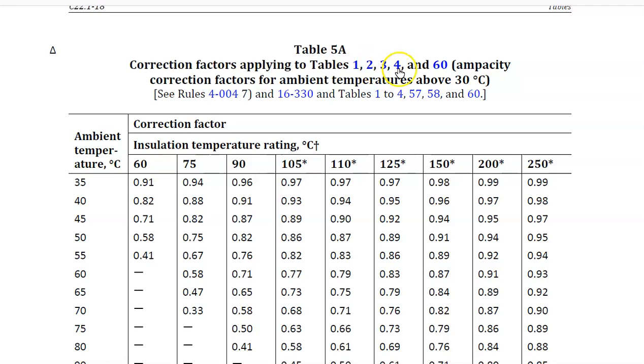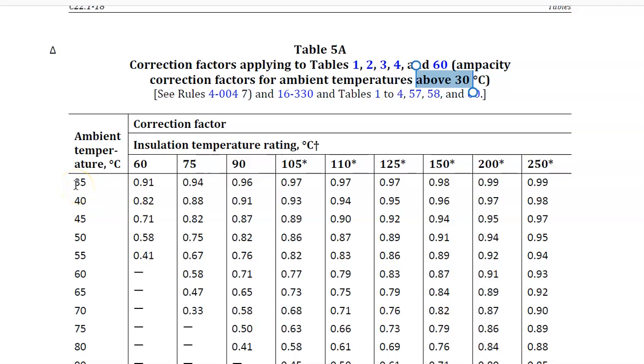Now, tables 1 through 4 are dealing with up to 30 degrees. 30 degrees for indoor wiring is pretty normal. But by the time you go into an attic, or if you go into a boiler room, those areas can be well over 30 degrees. And if I am over 30 degrees, I do need to derate the amount that I can carry through my conductor because of that extra heat.